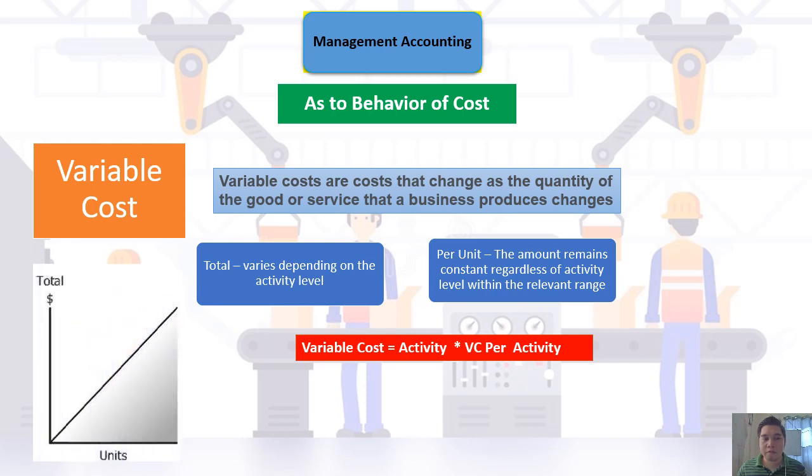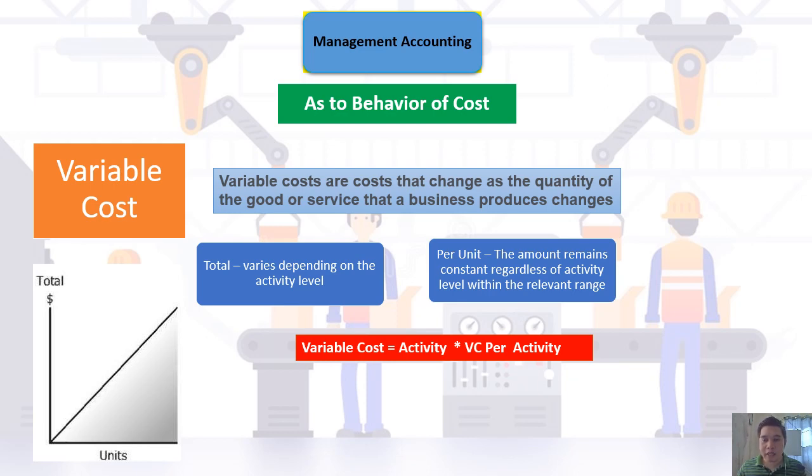So based on the graph presented to you last slide, so ito po yung graph. Kung mapapansin nyo, yung horizontal line, it represents the units. Tapos yung vertical line, it represents the total amount. So, as the activity level rises, the amount also rises. So, ganyan lang naman po yung variable cost.